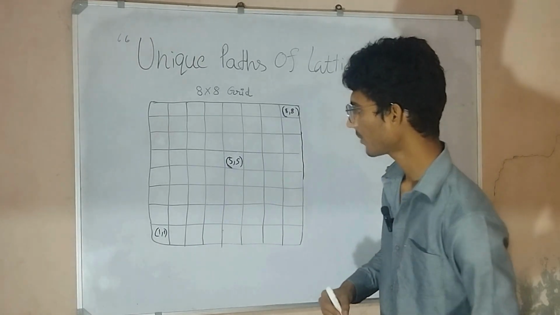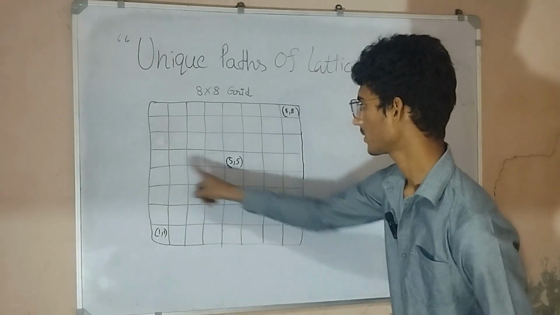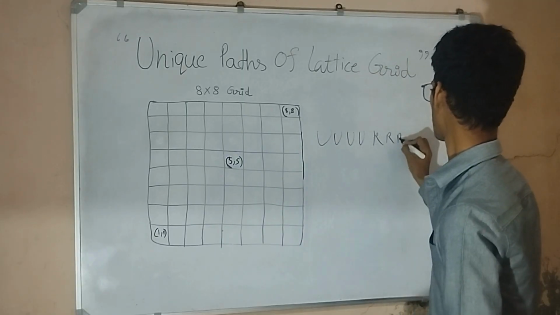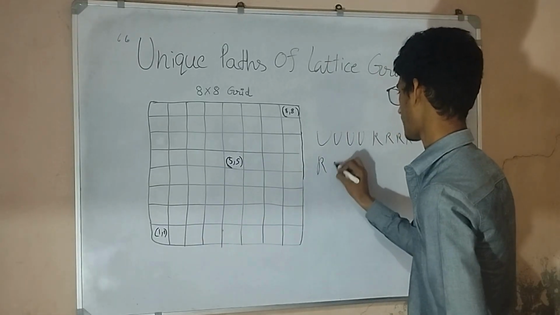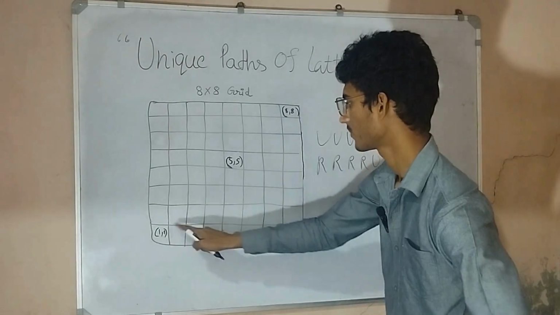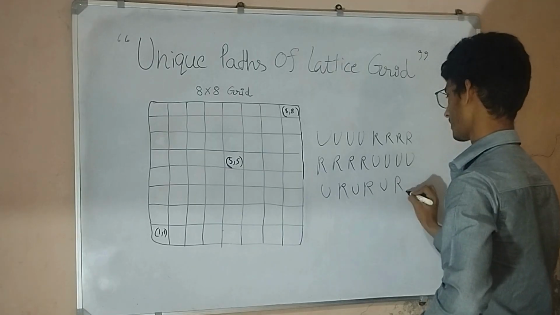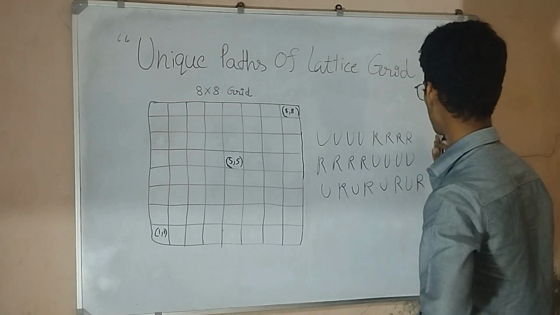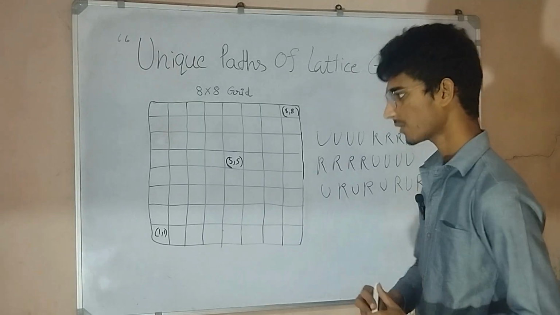And how many moves do we have to make to form a path? Let's take this example path: up, up, up, up, right, right, right, right. Let's take this example: right, right, right, right, up, up, up, up. Let's take this example: up, right, up, right, up, right, up, right. What we see in these three examples is that there are a total of 8 moves, with 4 ups and 4 rights in different order. Is this true in general?